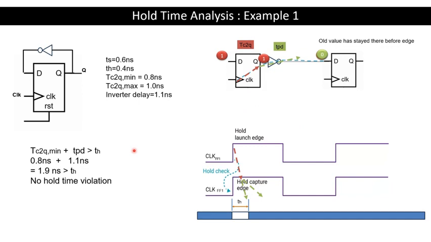So let's check whether the violation happens or not in this case. We take the worst case scenario. So we take the minimum TC to Q for the hold time analysis plus the inverter delay, which is 0.8 nanosecond plus 1.1 nanosecond, which is 1.9 nanosecond. So the 1.9 nanosecond is the delay of TC to Q and the inverter delay. So we check whether it's greater than the hold time or not. If it is greater than the hold time, then it is safe. The hold time given here is 0.4 nanosecond. That means it's greater than the hold time. So in this circuit, no hold time violation happens.